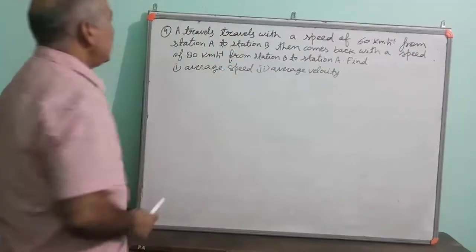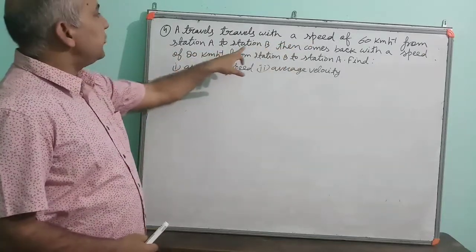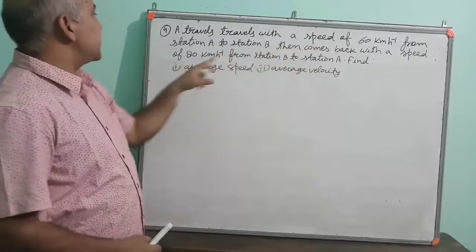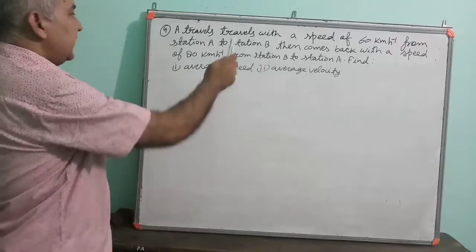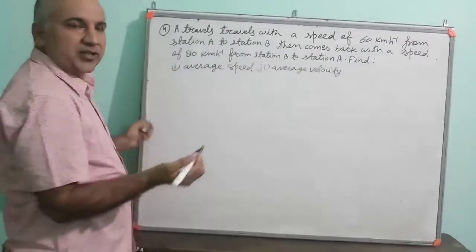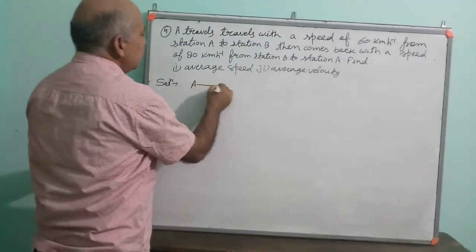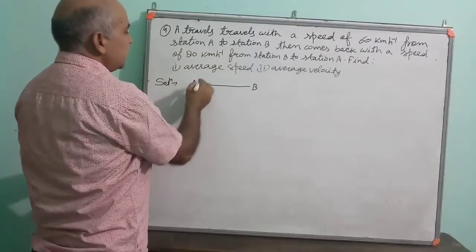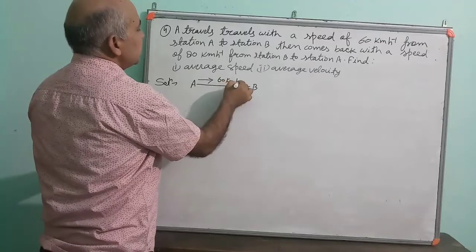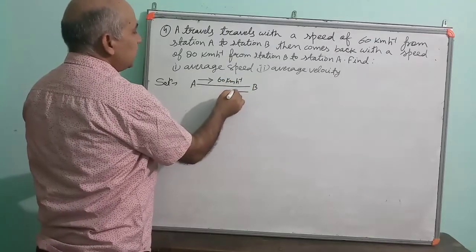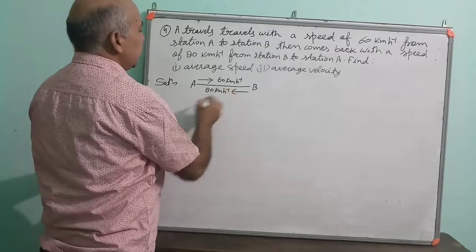Okay, now see question number 4. A train travels with a speed of 60 km per hour from station A to station B, then comes back with a speed of 80 km per hour from station B to station A. Then find average speed and average velocity. So see how to find. Suppose this is station A and this is station B. From A to B, the train is going with the speed of 60 km per hour, and from B to A, the train is coming back with the speed of 80 kilometer per hour.